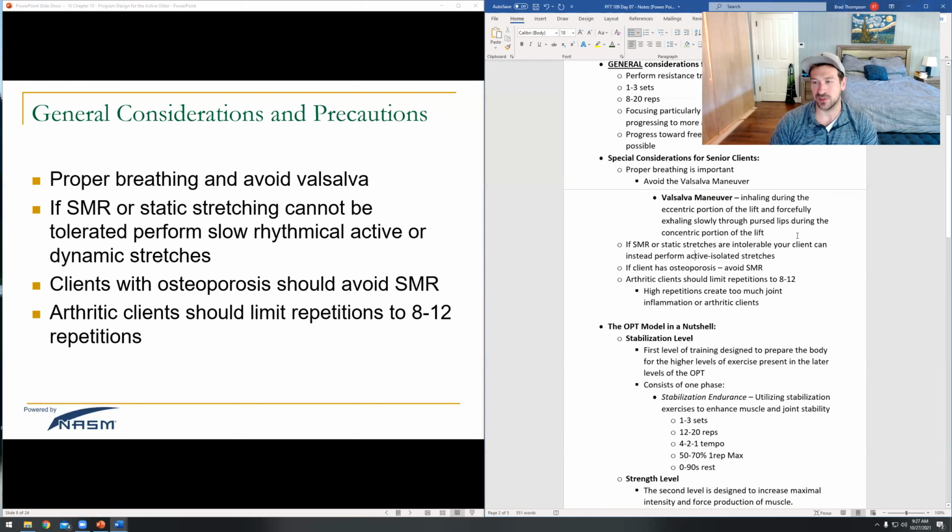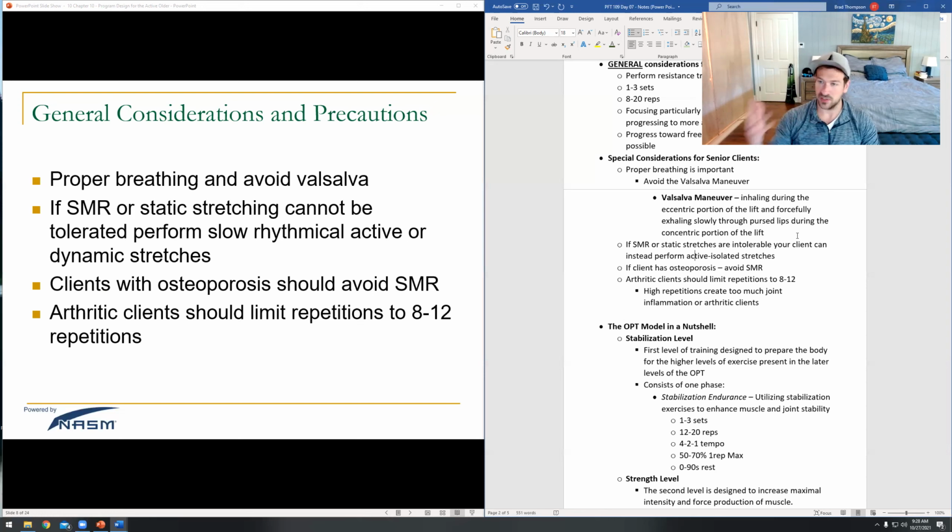The reason I don't like the term slow rhythmic is that to me, that means bouncing. That's what it sounds like to me. That's different than 1, 2, and you get a rhythm. 1, 2. That's what they mean. It just doesn't sound like it. But yeah, do active isolated stretches instead.